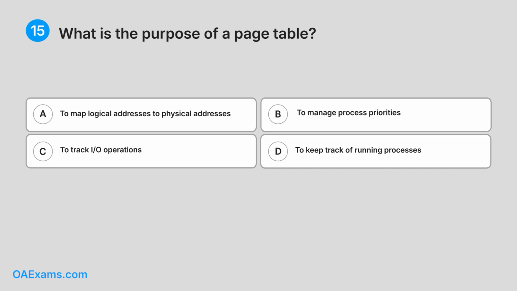A. To map logical addresses to physical addresses. B. To manage process priorities. C. To track I/O operations. D. To keep track of running processes. Do you know the answer?